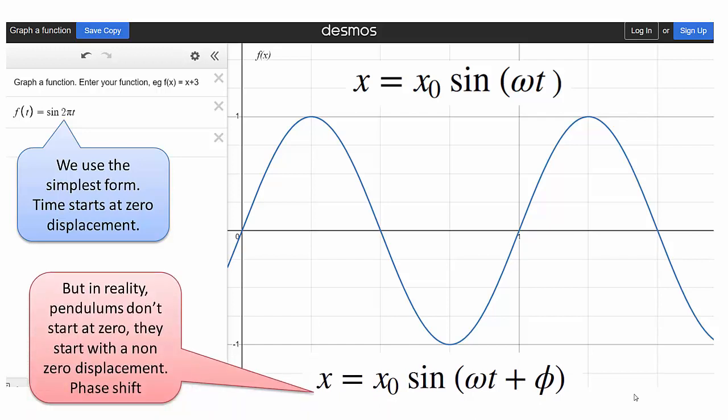So in reality, when you have an oscillation system like a pendulum, it doesn't start at equilibrium. They don't start at 0. They start with a non-zero displacement, or in other words, a phase shift. So when you start a pendulum, you pull it to the side first and then release it. That is taken into account by the angular shift or the phase shift, which is this phi, put at the end. So now it's not just the sine of omega t, it's the sine of omega t plus phi. Of course, in this case, phi is equal to 0 because there's no phase shift.